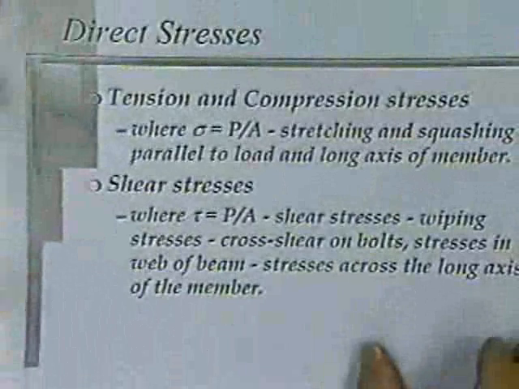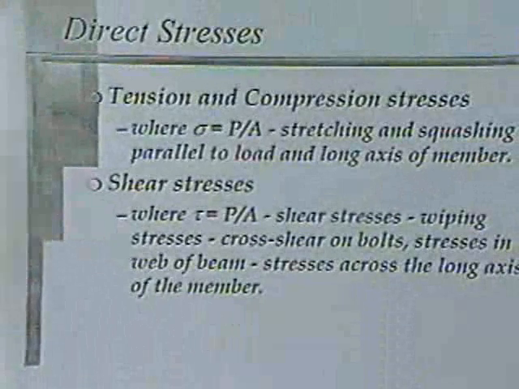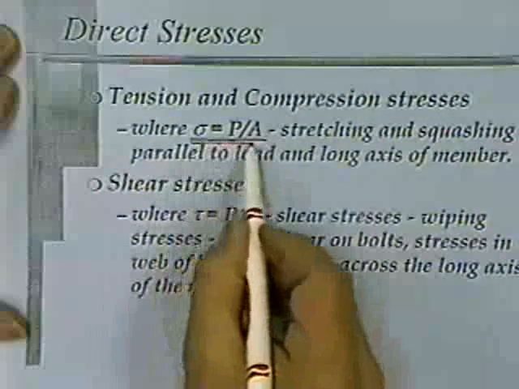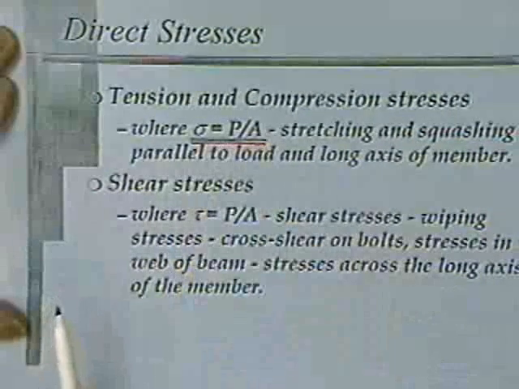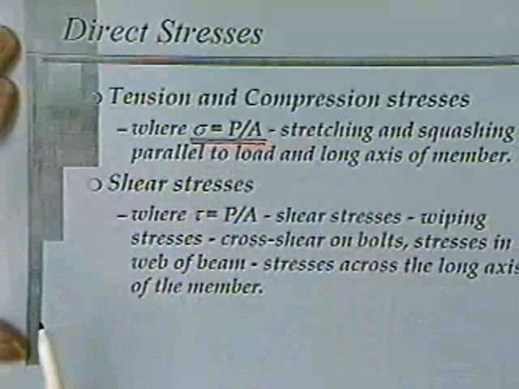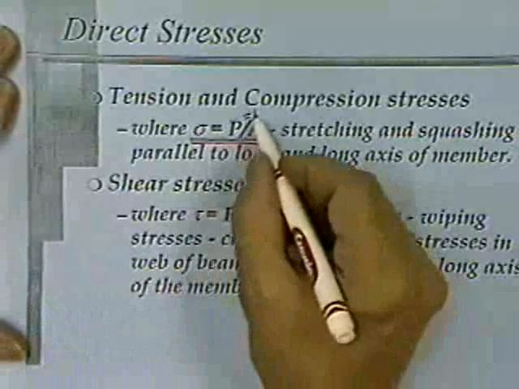All right. Direct stresses. Your basic equation for tension and compression stresses is that the stress is equal to load over area. P is your load.